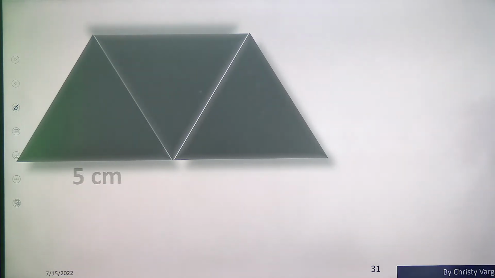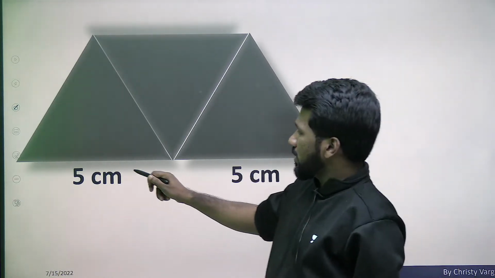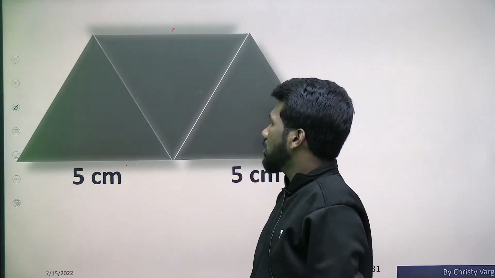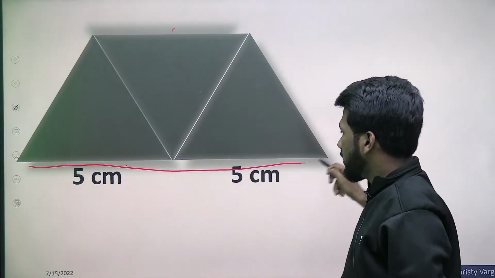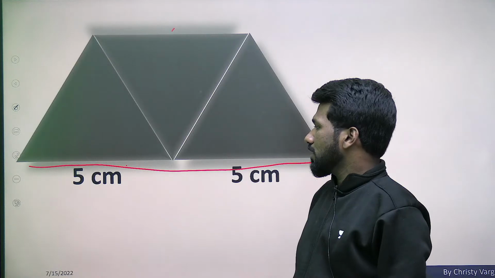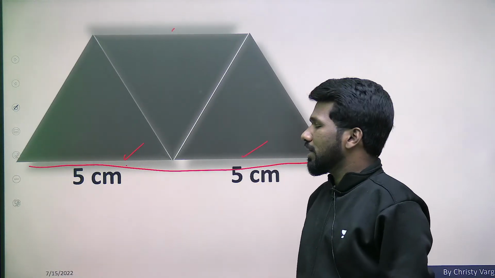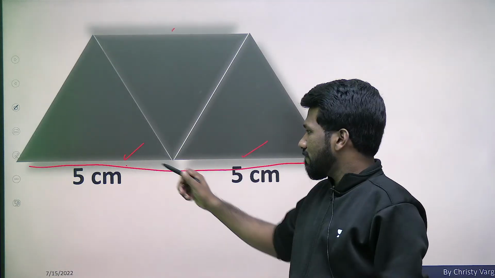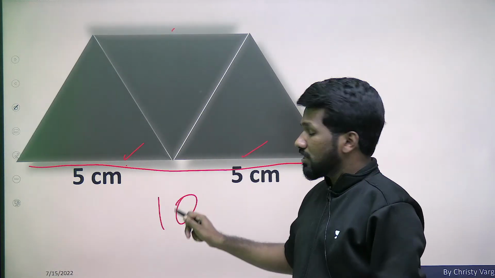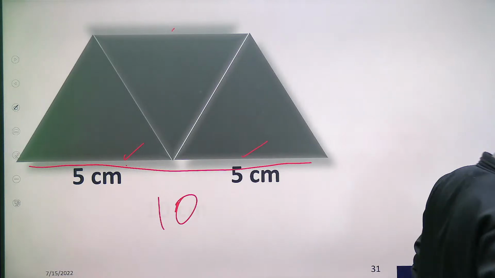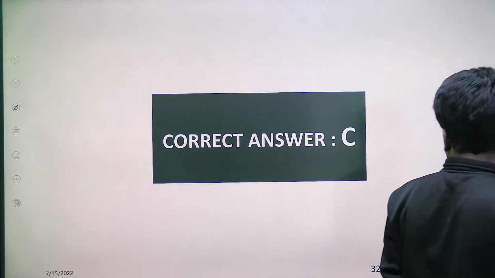Now the question is asking, what is the length of the longer of the 2 parallel sides? A trapezium has 2 parallel sides, this one and this one here. Which is the longer one? This one. The length of this longer one is the sum of the side lengths of 2 equilateral triangles, 5 plus 5, 10. The 10 centimeter is the answer. Hope all of you understood this. Very simple, right?